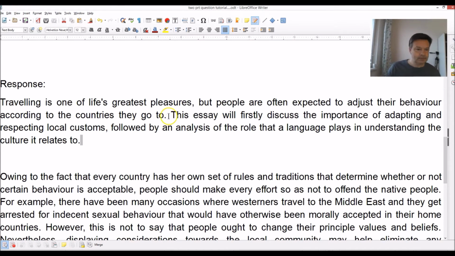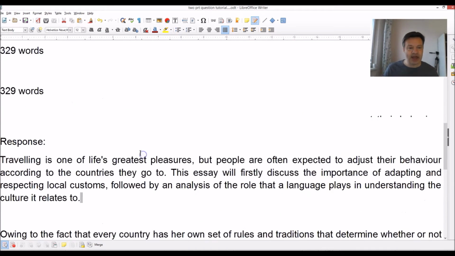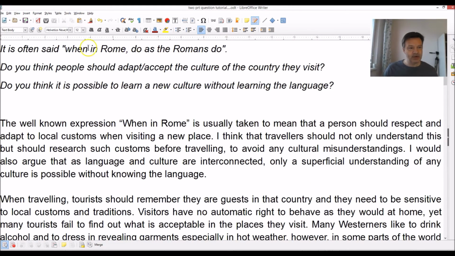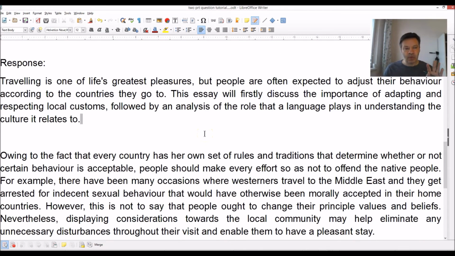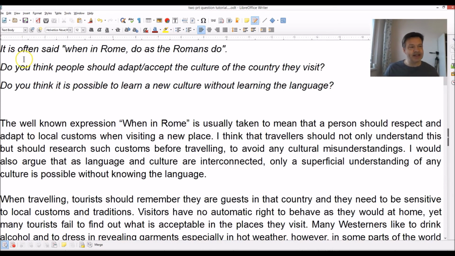Travelling is one of life's greatest pleasures, but people are often expected to adjust their behaviour according to the countries they go to. Okay, so that's more or less, when in Rome. But what I would have wanted, because, again, as I say, do you think it's possible?